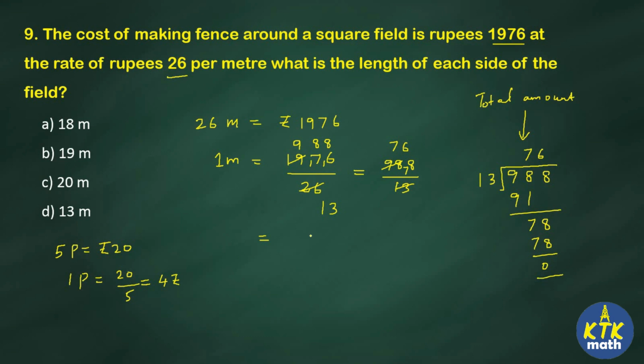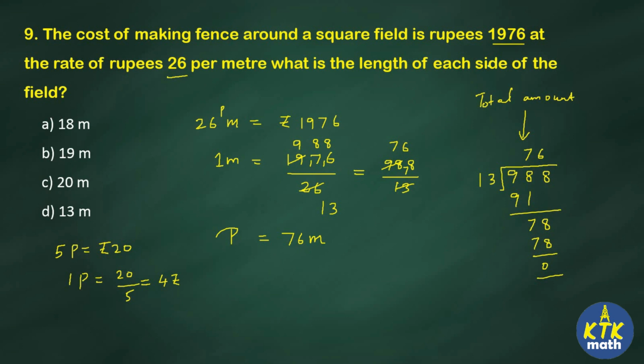Now 76 meter is your perimeter. Can you understand? For 26 per meter, that is the amount they have spent. For 26 per meter they have spent 1976. Therefore your perimeter is 76 meter.